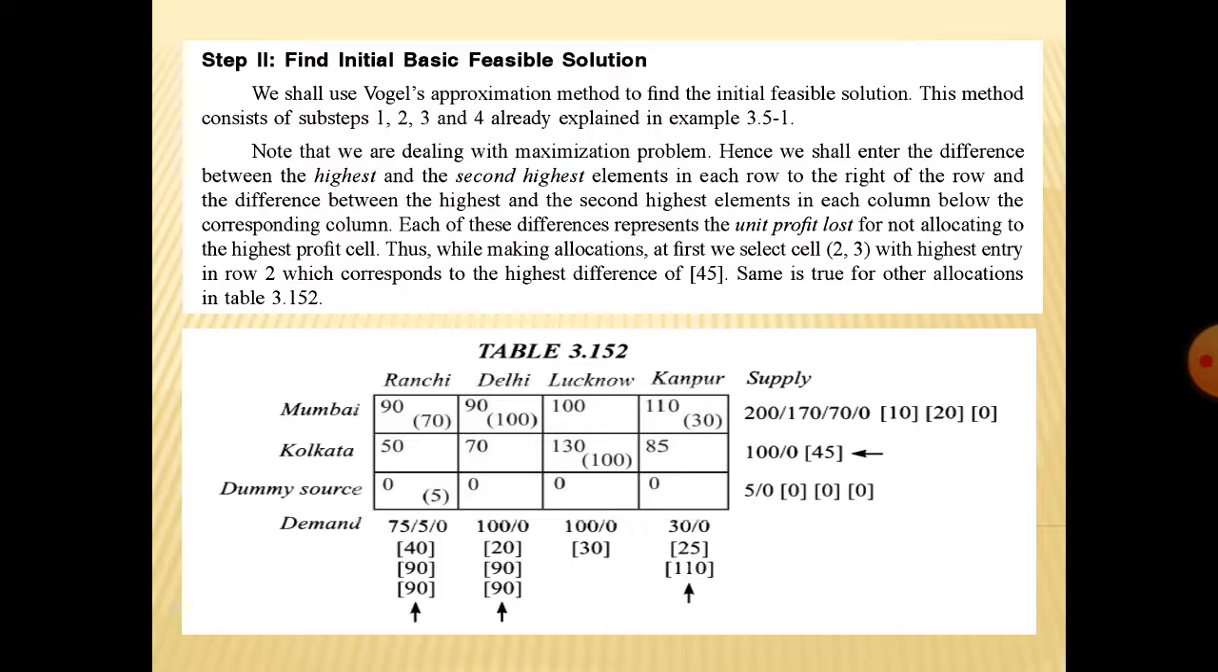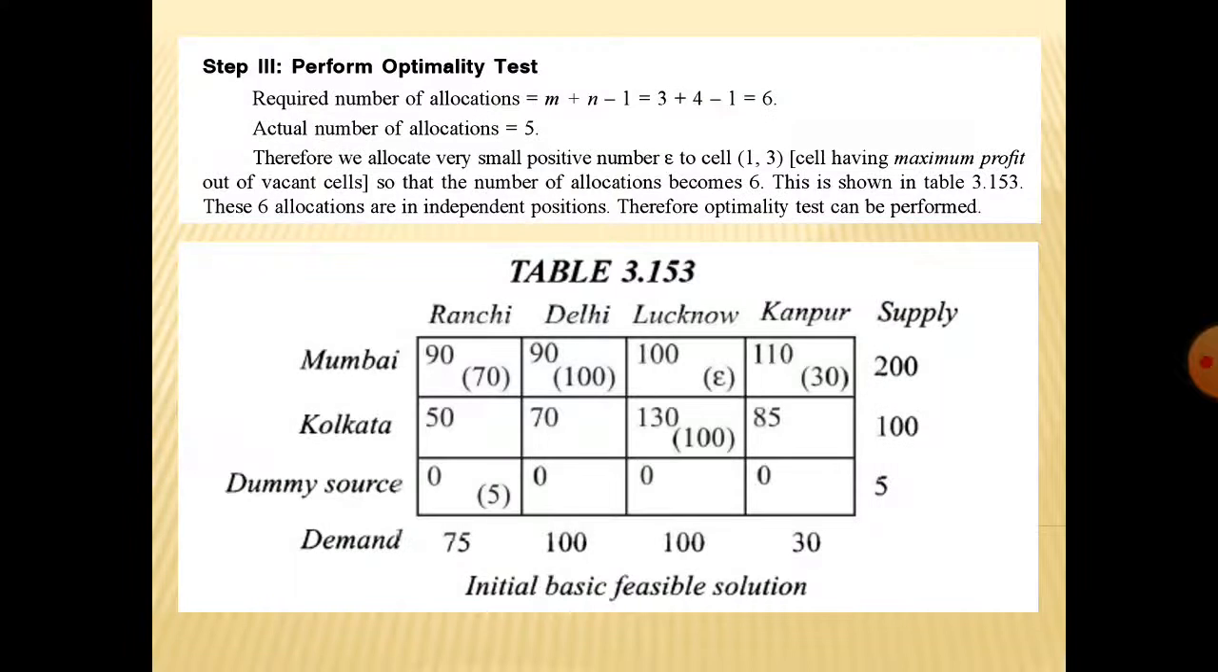Like this I have solved the VAM method problem, and based on that you have to solve the problem and find the basic feasible solution by the VAM method. After that, next you proceed to the optimality test. After finding the initial basic feasible solution, we should perform the optimality test.